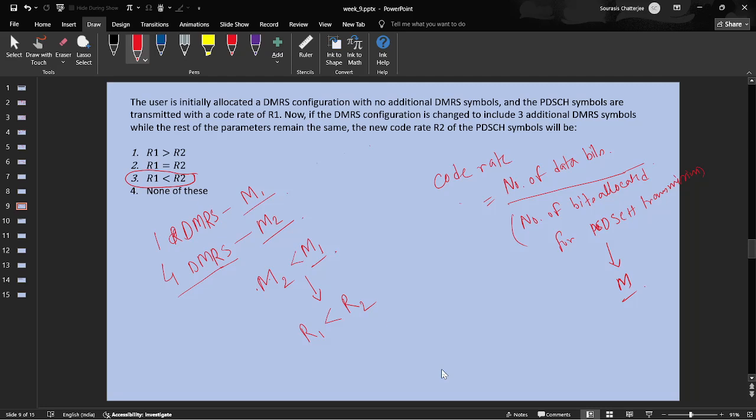Yes. Okay. So if more DMRS are required at the user end, it means that there is poor estimation of the channel.